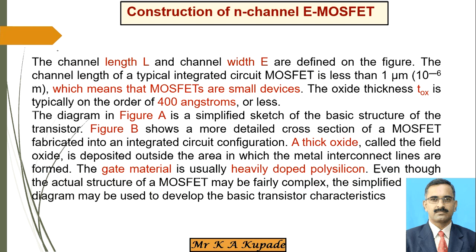Now, in the previous slide, in the figure I showed, A is one of the simplified structures, and B shows more detail of the cross section of the MOSFET fabricated in an integrated circuit configuration. The thick oxide is called the field oxide and is deposited outside the area in which the metal interconnect lines are formed.